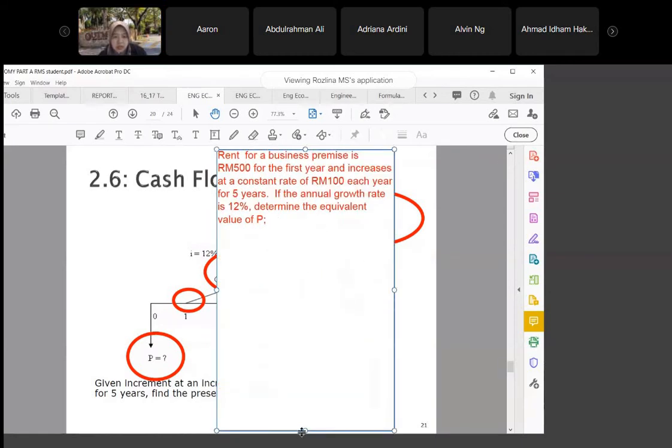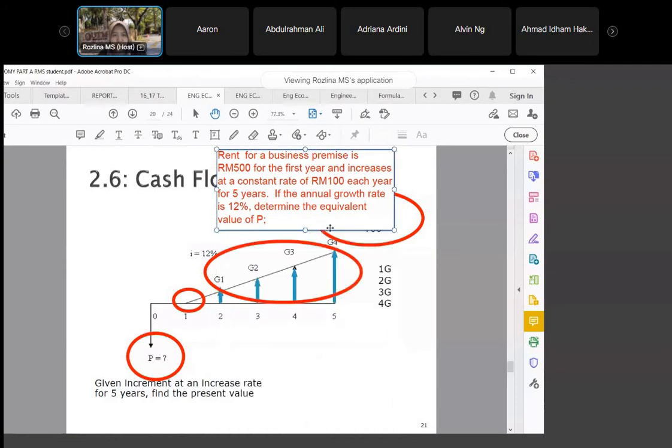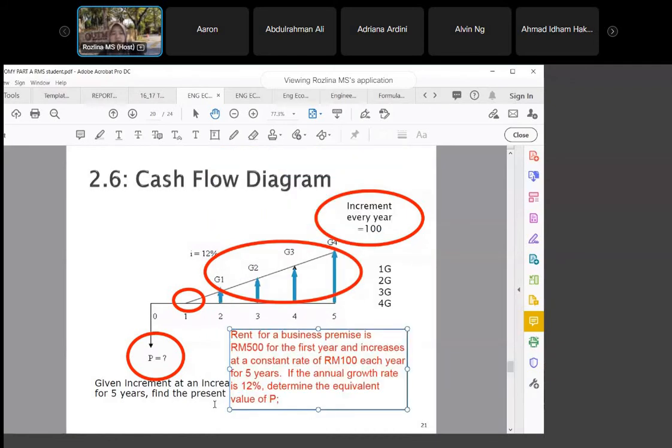Because normally the gradient is not alone. It will be with the A. Normally. Okay, rent for a business premise is 500 ringgit for the first year and increase at a constant rate at 100 ringgit each year for 5 years. If the annual growth rate is 12%, determine the equivalent value of P.